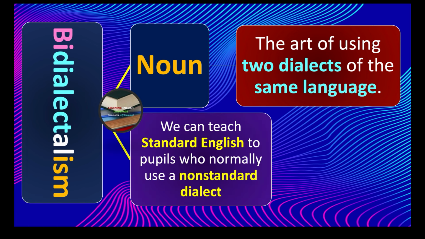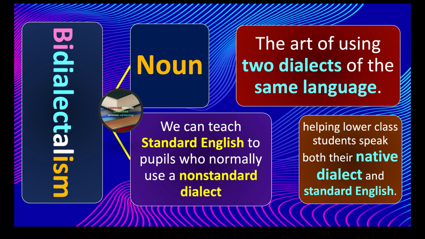What we come to is that we can teach standard English to pupils who normally use a non-standard dialect. There are some people who are born in the village, in the countryside, and they are very efficient in speaking their own regional dialects. But on account of the necessity of jobs, they have to get admitted to schools, colleges and universities where they are most likely to learn the standard language.